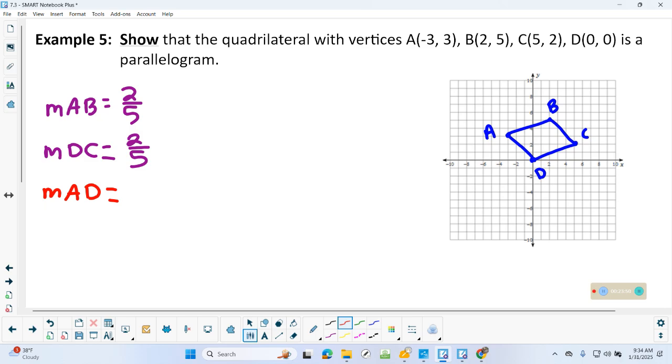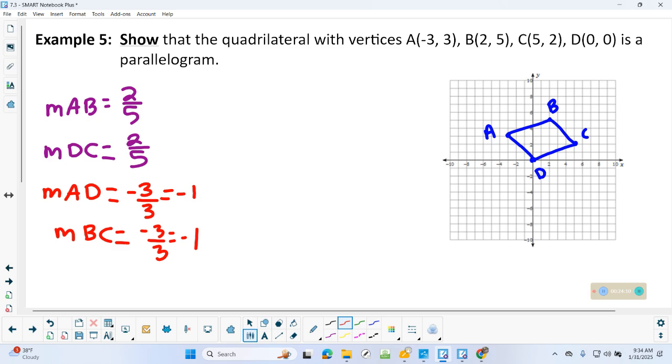3. So down 3, right 3. I'm going to simplify that. I'm going to put -1. Okay, do the right side for me, B to C. So from B to C, down 3, right 3. Shocking news there.